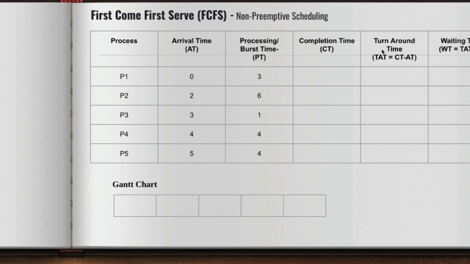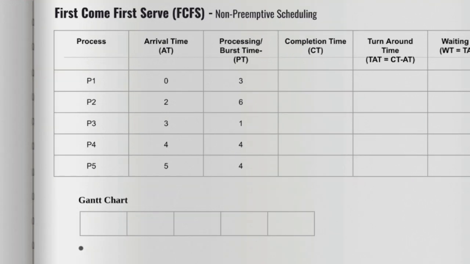So in order for us to calculate that, the first thing we'll do is create a Gantt chart. Okay, so I'll show you how to create that. In the Gantt chart, at time 0, which is the arrival time 0, P1 came into the ready queue. So we'll go ahead and write P1 over here.